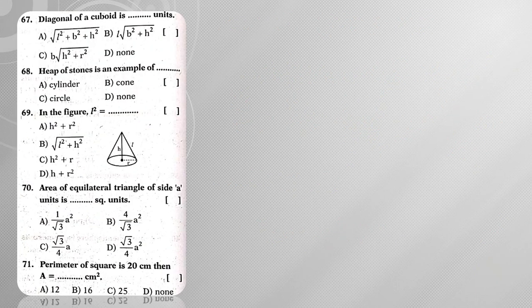Next, moving on to question number 67. Diagonal of a cuboid. It is a direct formula. Diagonal of cuboid is given by root over L square plus B square plus H square. Next, heap of stones is an example of a cone, right? Next in the figure, L square is equal to H square plus R square. Next, area of equilateral triangle of side A units. Area of equilateral triangle is given by root 3 by 4 into A square.